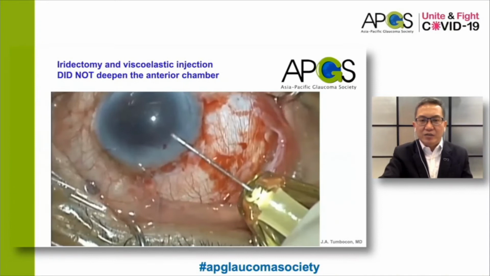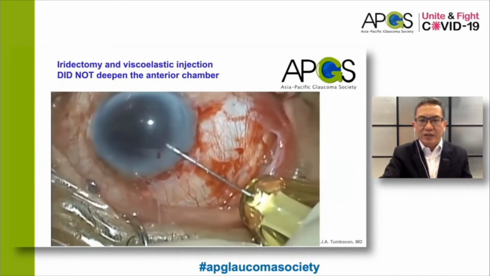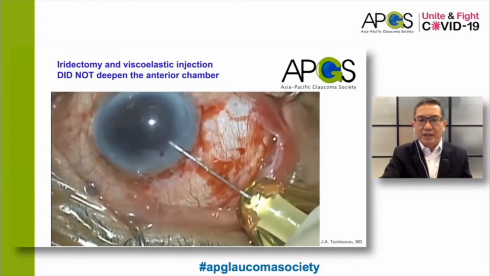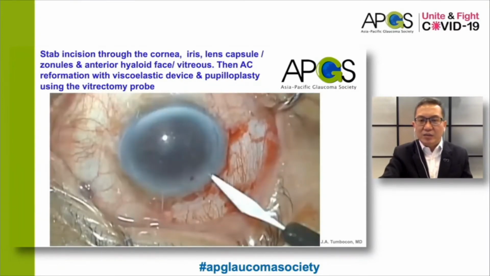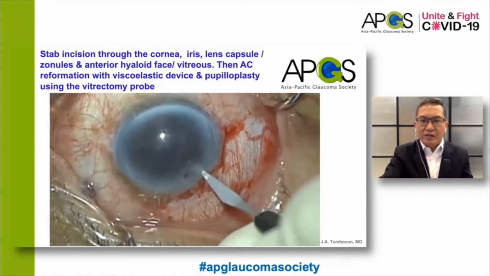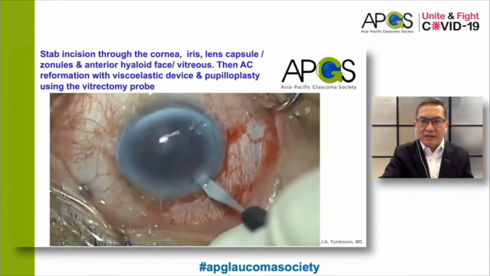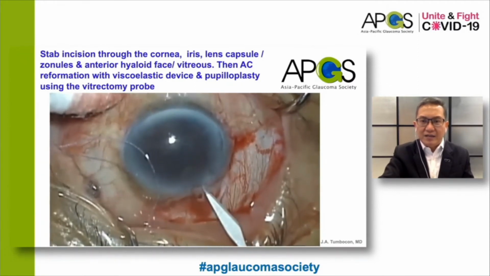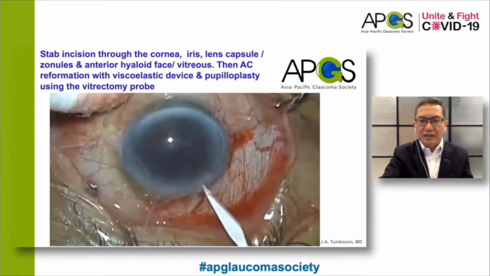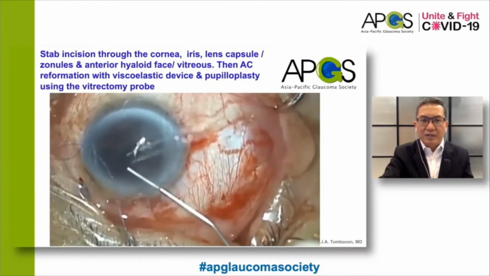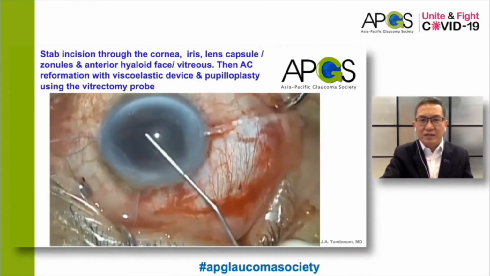But as we tried to reform the anterior chamber with OVD, we couldn't do so since there was high pressure in the vitreous cavity. We decided to do an anterior approach, which has been described by other investigators, wherein you do a stab incision through the cornea, through the iris, through the anterior and posterior capsule, and up to the anterior hyaloid face. And you could see that there's fluid egressing out through the tract that was created. At this point, we could now peel off the iris from the corneal endothelium using OVD.